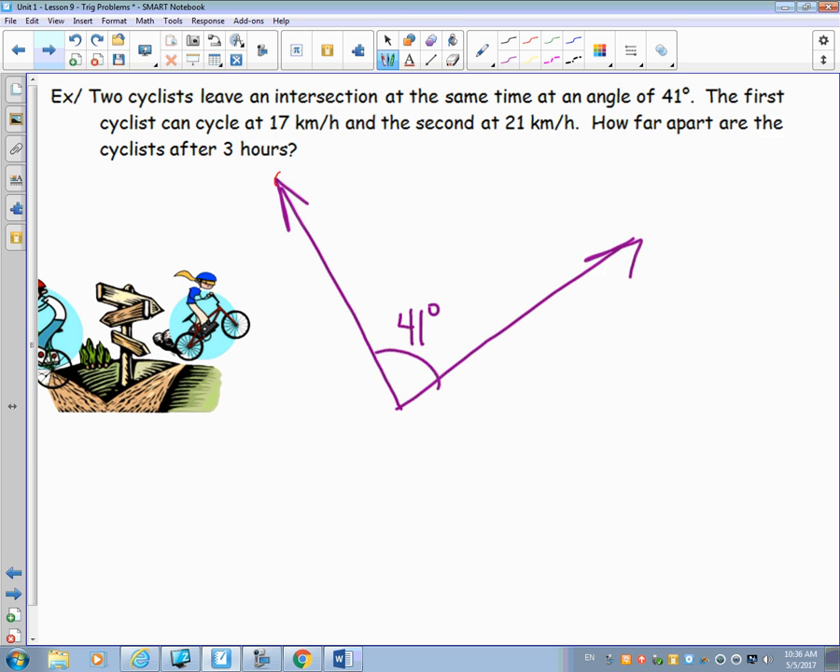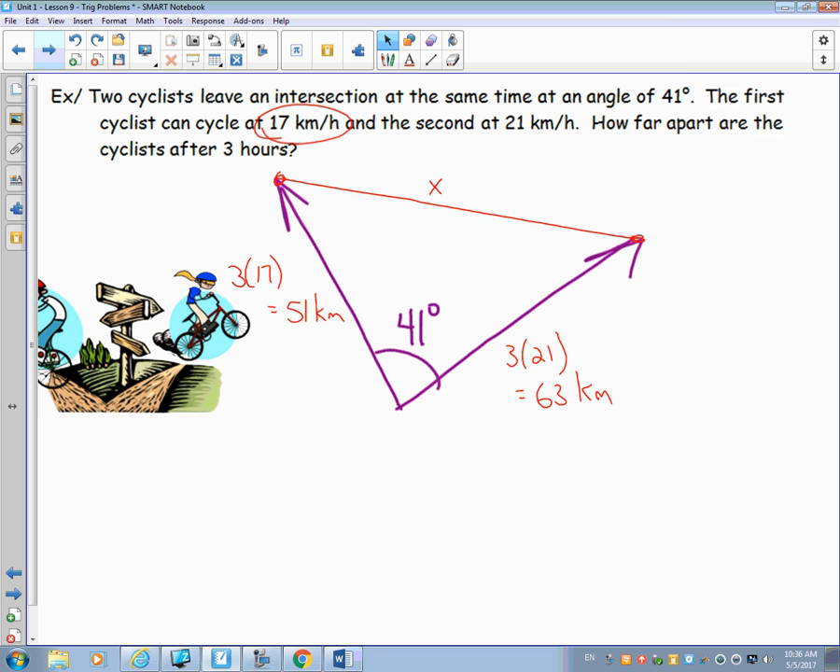So I wonder how far apart they are. That would be this piece. But it's after 3 hours. So if the first cyclist is going 17 kilometers an hour, well then this distance is 51 kilometers. Same thing for the other one. I'll times it by 3 to get my 63 kilometers. Okay, I got myself my situation.